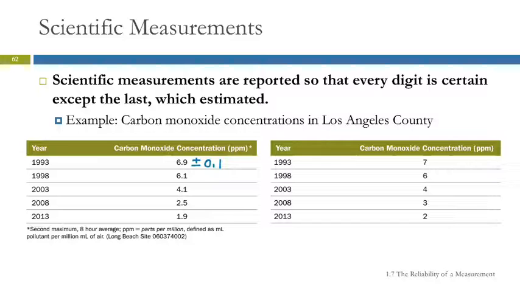implies plus or minus 1 in the last digit. Well, the last digit is also the first digit. And so that's 7 plus or minus 1. Well, if you think about, well, what range is that talking about then? 7 plus or minus 1 would be in the range of 6 to 8 parts per million, right? 7 minus 1 is 6, 7 plus 1 is 8.